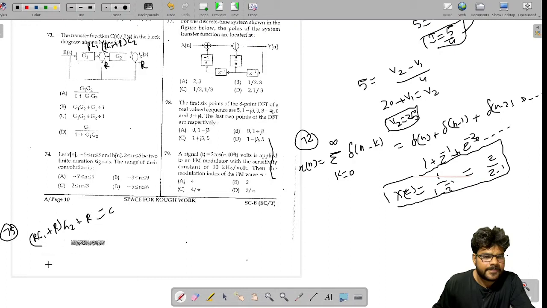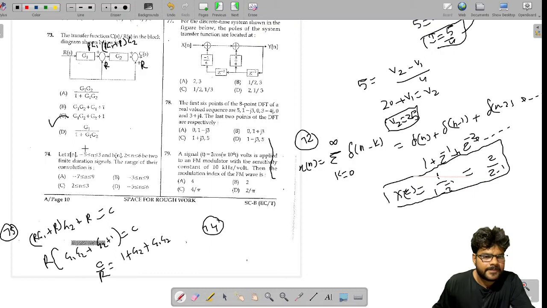If you take R common, then this will be G1 G2 plus G2 plus 1 equals C. So C by R you can easily write as 1 plus G2 plus G1 G2. So 1 plus G2 plus G1 G2, and the correct option will be C. Now let us go to the next question, number 74.